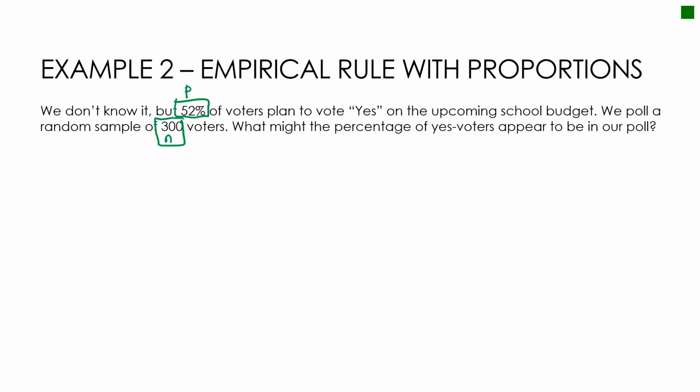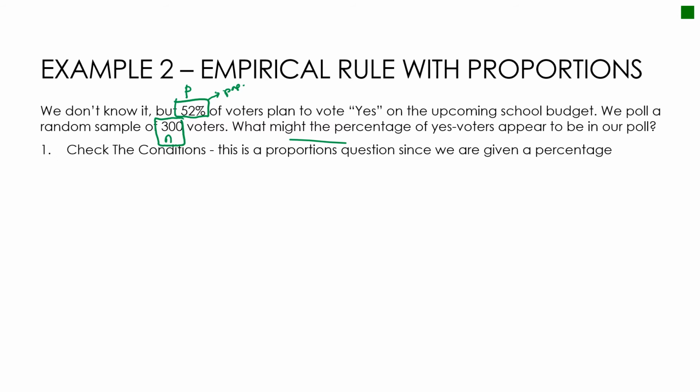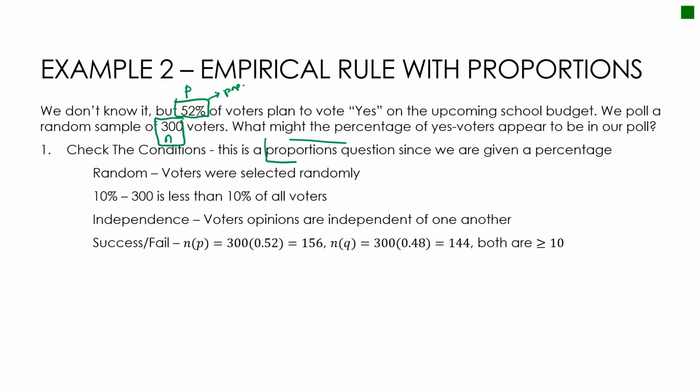So you might be saying, well, hold up. On the last question, we had a P and we had a P hat. Notice, because I'm dealing with the empirical rule, I'm not looking for testing a certain value. I'm saying 52% plan to vote yes. That's in the population. So in our sample of 300, how many might we expect to see? So first thing I would do is check my conditions. And again, this is a proportions question because I'm giving a percent, not an average.